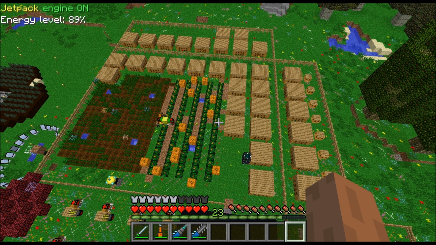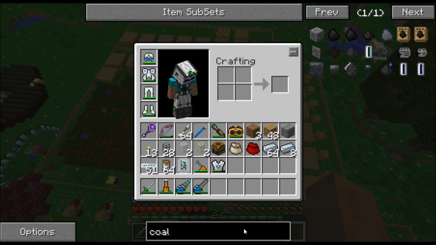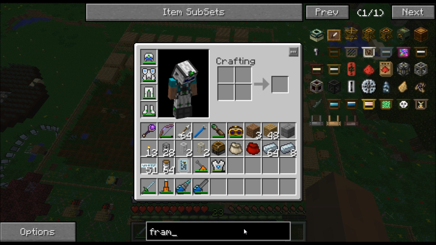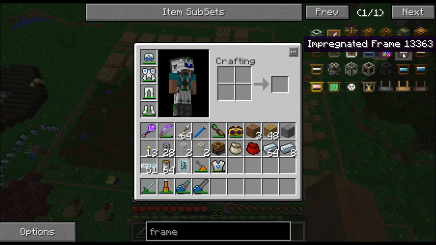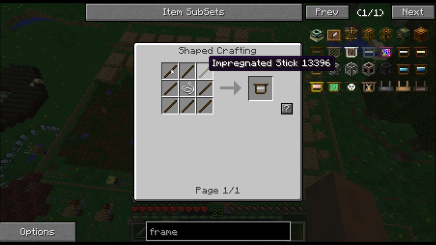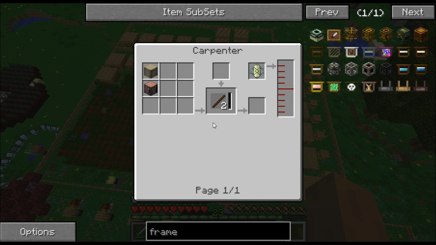And just to kind of give you an idea of scale of the amount of frames that I need to produce for that many alvearies, when it comes to the frame recipe, you need 8 impregnated sticks for each frame. So if we look up the recipe, you need 8 impregnated sticks for each frame with 1 string. But then to make an impregnated stick, you have to put it in a carpenter, and it takes 2 logs and you get 2 sticks. So for each log, you get 1 impregnated stick.